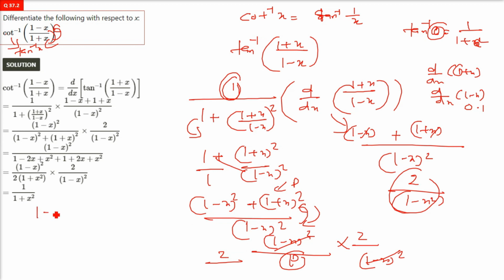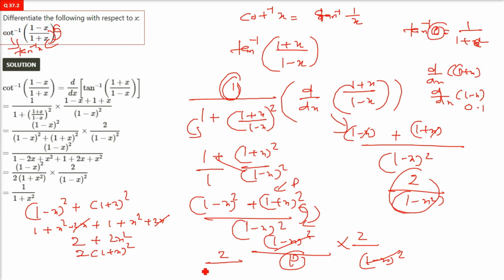So let us open this (1 minus x) square plus (1 plus x) square. A minus b whole square is a square plus b square minus 2ab. And this (1 plus x) whole square is 1 square plus x square plus 2x. 2x cancels. So this is going to be 2 plus 2x square. 2 common, you can take 1 plus x square. And in the denominator you have 2 into (1 plus x square). 2 gets cancelled. You have 1 by 1 plus x square. That is going to be your final result.